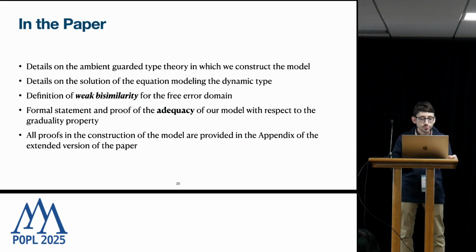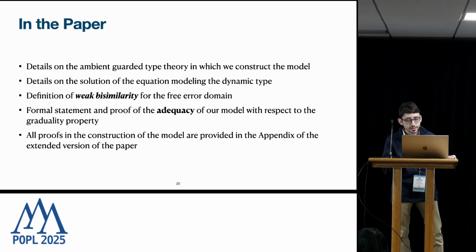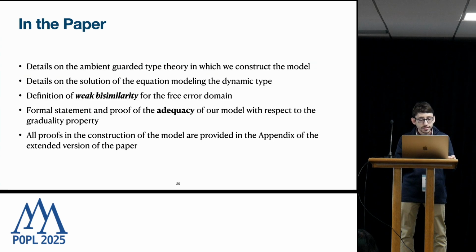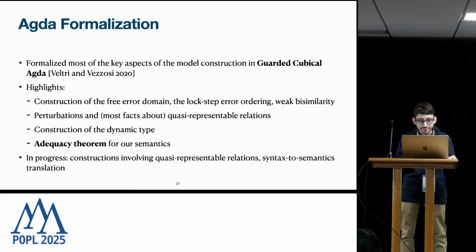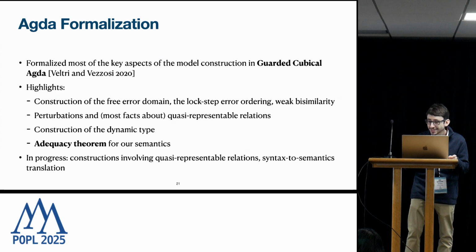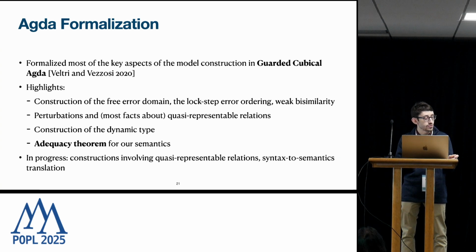So there's, of course, much more to say in the paper, including details on the guarded type theory, the equation for the dynamic type, and a discussion of the adequacy of our model with respect to graduality. And then in parallel, we formalized most of the construction of our semantics in a variant of Agda called guarded cubical Agda, which extends the type checker with support for primitives of guarded type theory. Some of the highlights are shown here. And we just note that there's a few remaining obligations, including facts about these quasi-representable relations and the syntax to semantics translation.